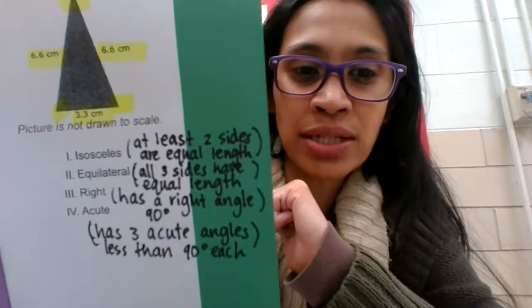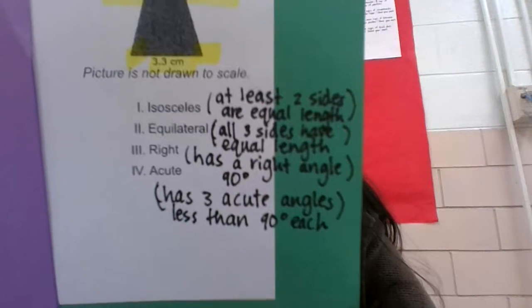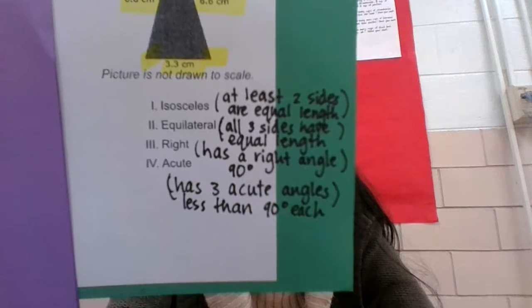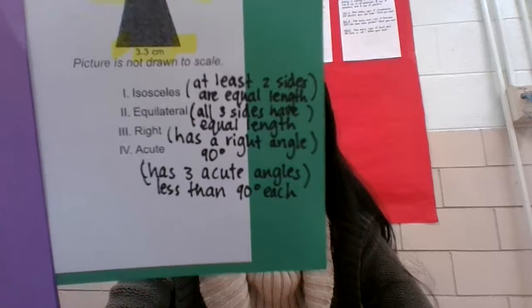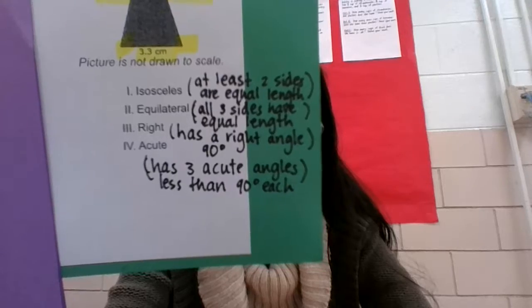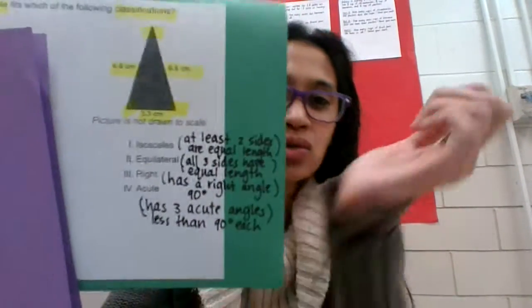Here are some definitions. You might want to write this down in your notebook if you don't have it, especially if you don't remember it and if you're confused. So look at number 1, isosceles. An isosceles triangle means it has at least 2 sides that are equal in length. Okay? Now, when it says at least, that means the least number would be 2 sides that are equal. Can 3 sides be equal? Yes, because least means the smallest that it can have equal. So isosceles means at least 2 sides are equal.